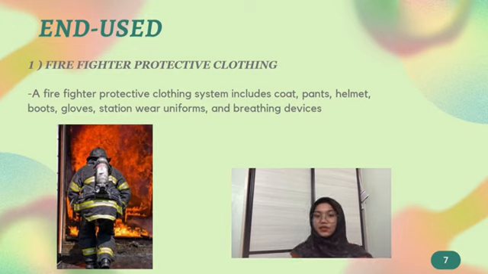Here are some end uses of safety textile. First is firefighter protective clothing. Firefighter protective clothing system includes coats, pants, underwear, helmet, boots, gloves, station wear, uniform and breathing device. Jadi, firefighter protective clothing termasuk dalam flame resistant protective clothing. Secara umumnya, fabrik ni direka untuk menghalang penyebaran nyalaan api yang boleh digunakan pada suhu melebihi 200 Celsius tanpa menjejaskan sifat baju tu. Which is, ini adalah ciri utama yang diperlukan untuk anggota pertahanan alam sekitar.